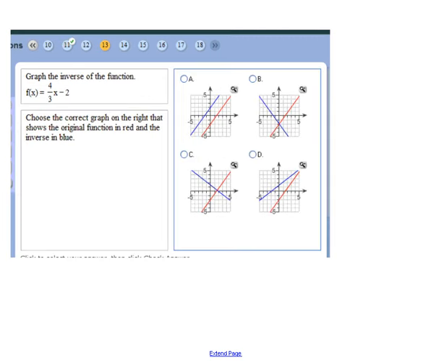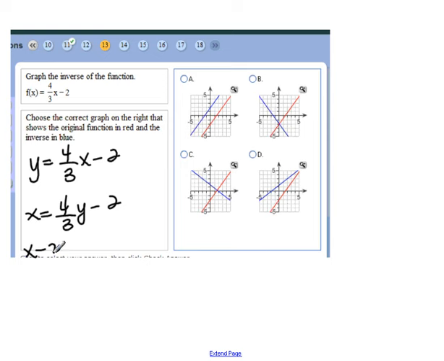Graph the inverse of the function f of x equals 4/3 x minus 2. So one thing you can do if you want to find the inverse yourself and then think about what the graph would need to look like, we can do that. If we interchange x and y, oops, didn't mean to say plus 2 there, and then solve for y, we would get x plus 2 is equal to 4/3 y.